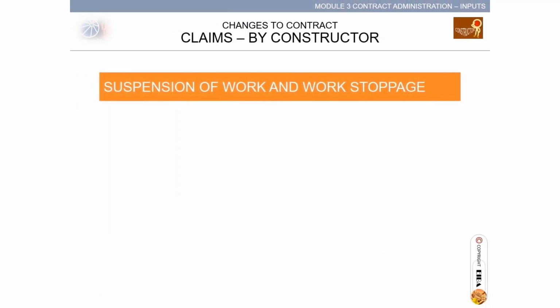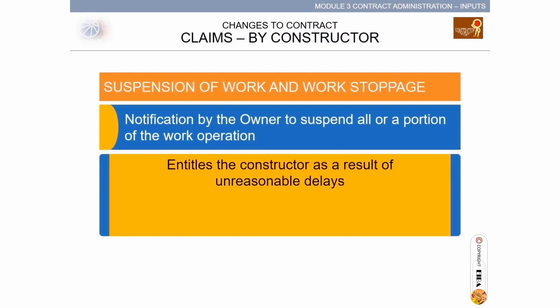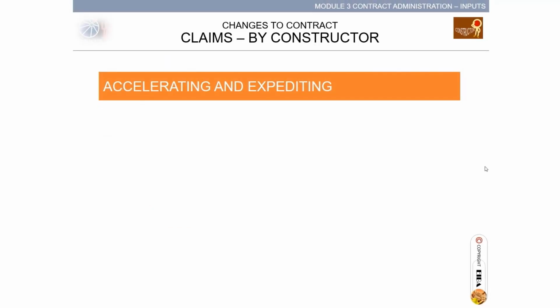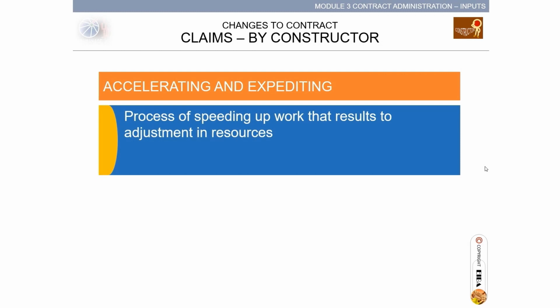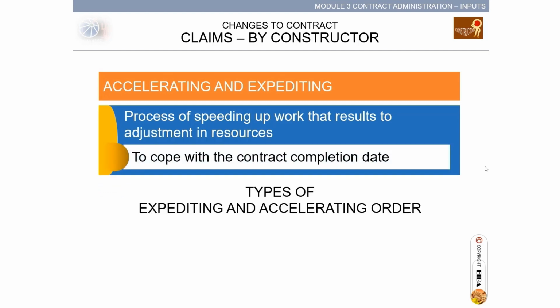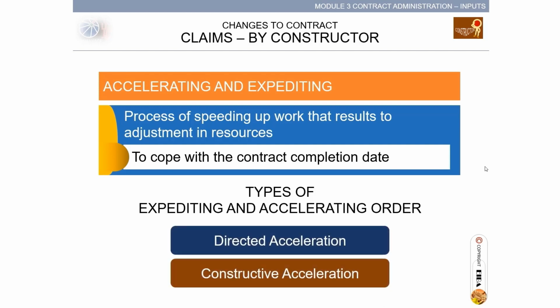Suspension of work and work stoppage. Notification by the owner to suspend all or a portion of the work operation entitles the constructor, as a result of unreasonable delays, the right to claim for a time extension and the actual cost incurred. Accelerating and expediting: the process of speeding up work that results in adjustment in resources in order to cope with the contract completion date. There are two types of expediting and accelerating order: directed acceleration and constructive acceleration.